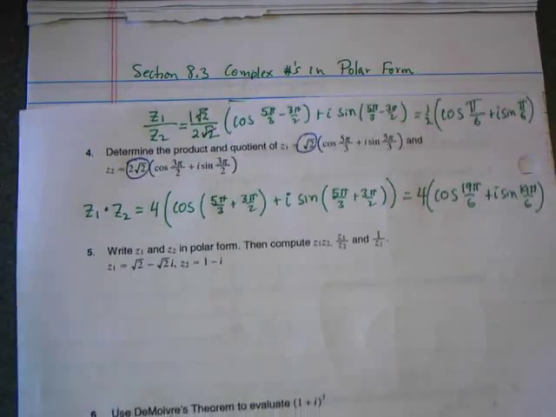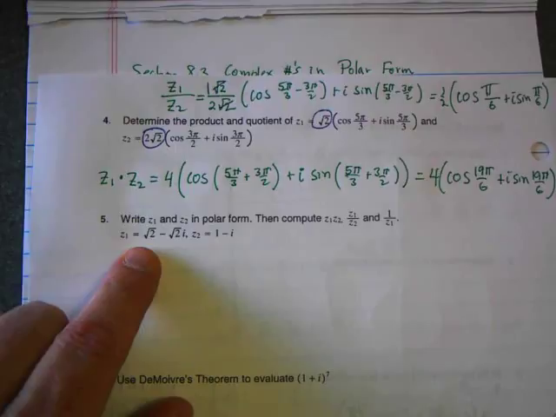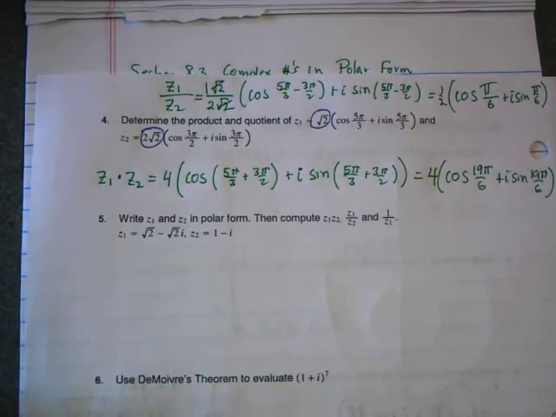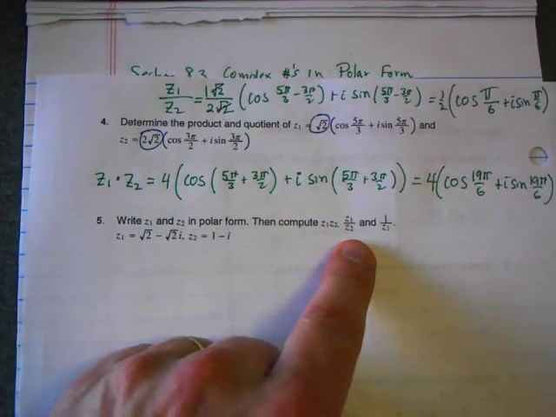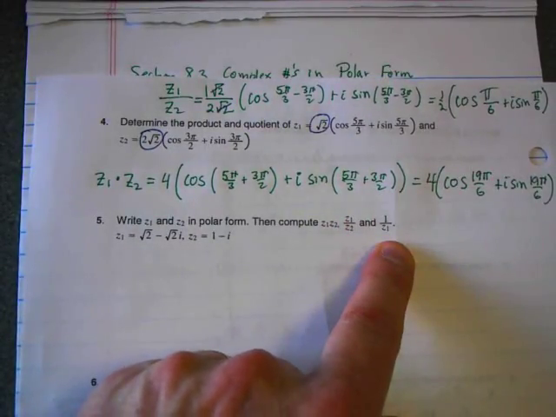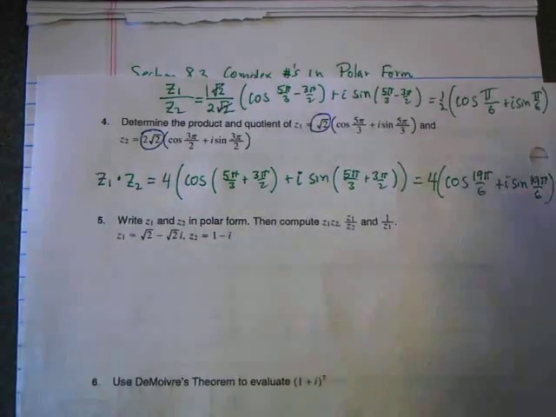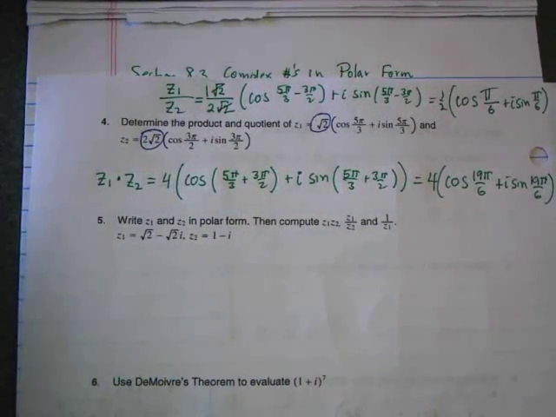Okay, so let's say I gave you Z1 is square root of 2 minus square root of 2i, and Z2 is 1 minus i. And I asked you to multiply them, divide them, and then take 1 divided by Z1. What would you do? Cry. No, crying doesn't help. I've mentioned that before. It gets stains on your paper, makes it hard for the teacher to read it.